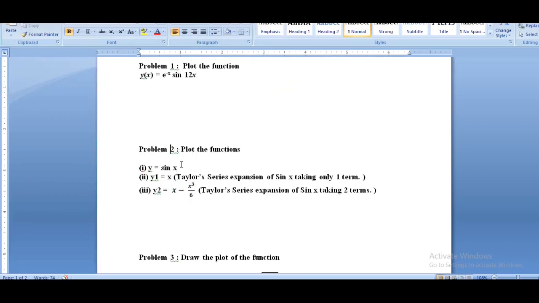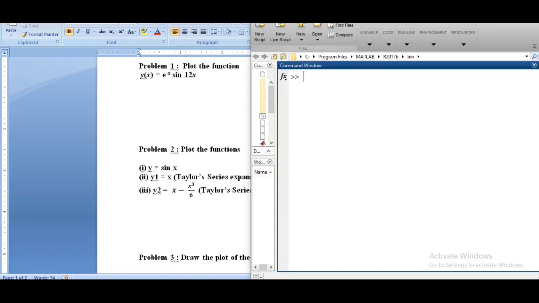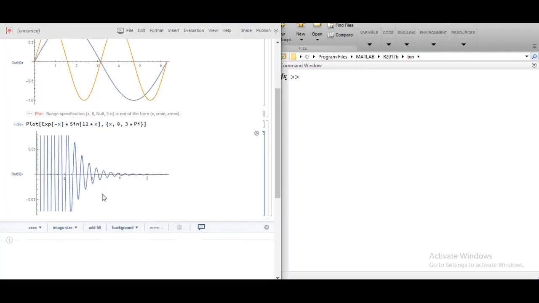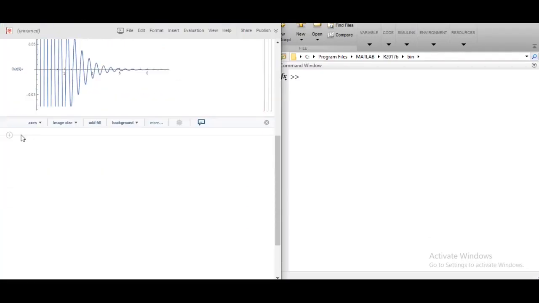Now let's take one more problem from the 2D plot. Here we have y equal to sine x, then y1 equal to x, and here again x minus x cube by 6. So actually it is the Taylor series expansion of sine x. Here we are taking one term, and here two terms, and this is the actual function. So we have to draw all three plots on the same graph. We will do this in MATLAB also. So let's start here with this one.